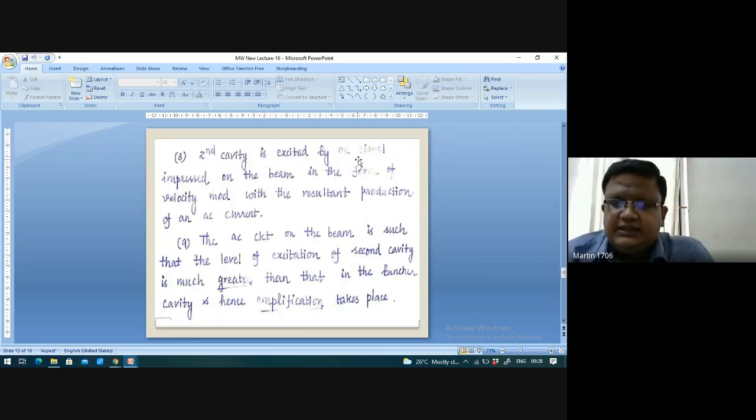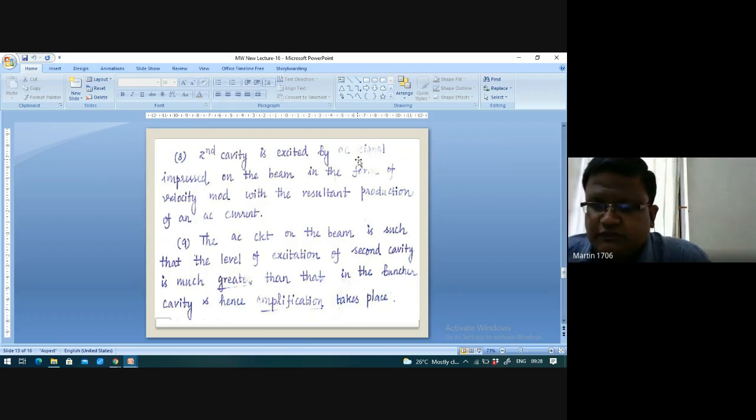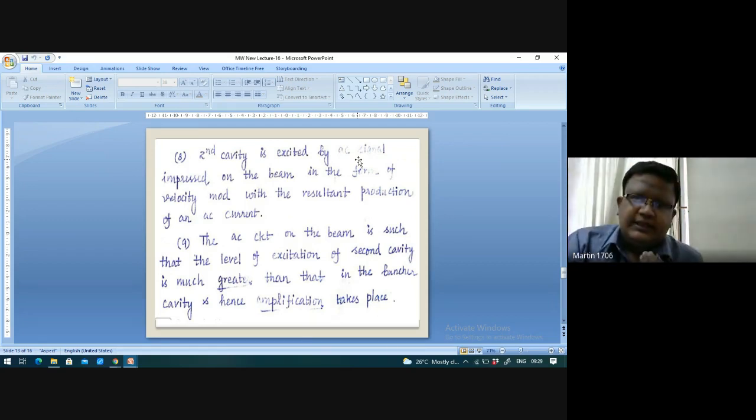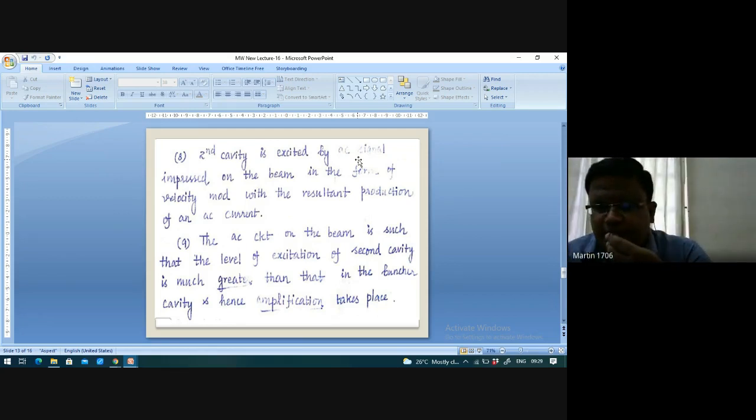The second cavity is excited by the AC signal impressed on the beam in the form of velocity modulation, with the resultant production of an AC current. Why I'm reading this is that, at least once, whatever mechanism I told, technically you should know these points. These points are very important when you are preparing for exams.